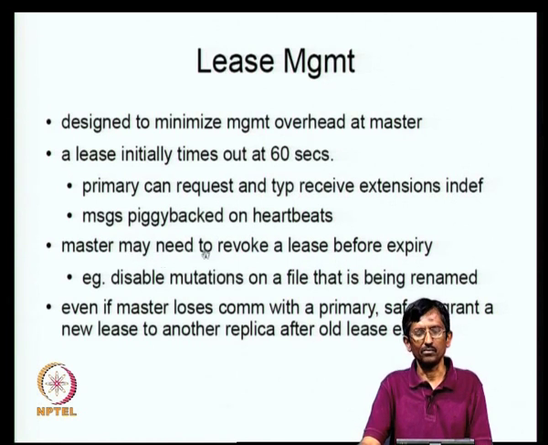The master also has some control over things. It can revoke a lease before expiry. For example, if there is a file that is getting renamed, you want to prevent mutations on that file while this concurrent operation is going on. You want to avoid that concurrent operation, and therefore you can essentially take back the lease. Once the lease is taken back, there is no way anybody can modify that particular file. Okay.